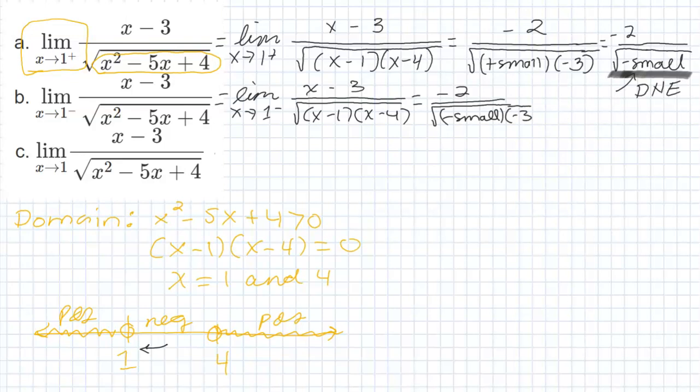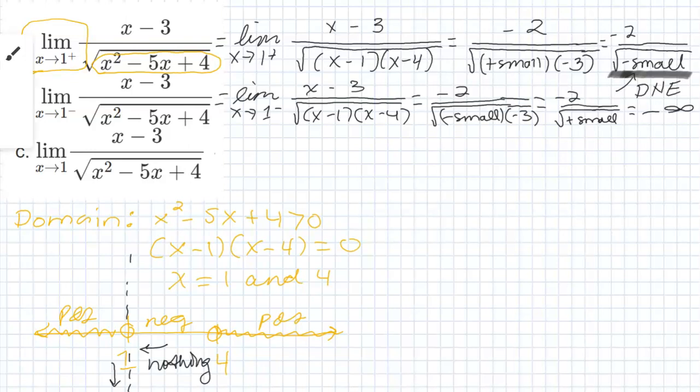multiplied by a negative 3, and a negative small number times a negative 3 is going to be a positive small number. Square root of a small number is still a small number, so then negative divided by positive is a negative, so this would be negative infinity. So we do have a vertical asymptote as our function goes, and from the left-hand side our function would be approaching negative infinity, but there is nothing here to the right of 1.